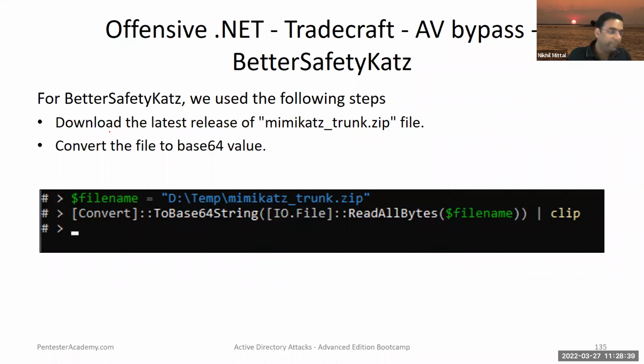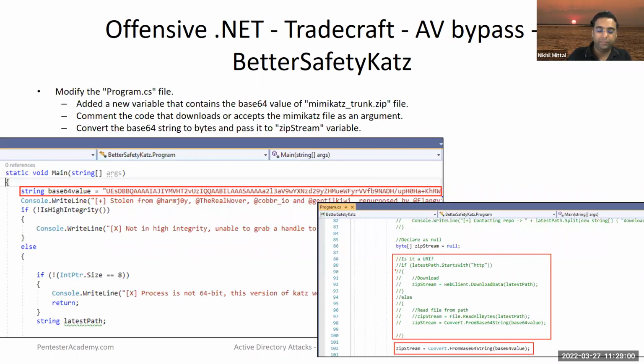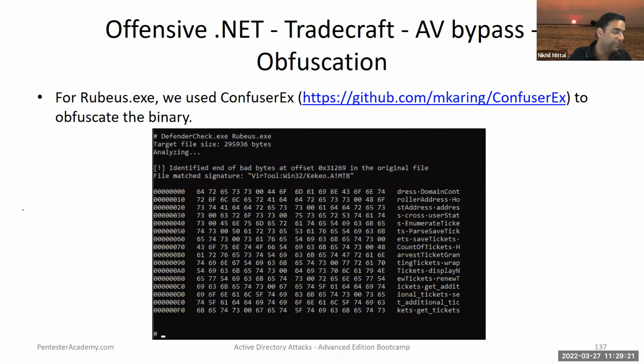For BetterSafetyKatz, what it does is it tries to download the latest version of Mimikatz from Benjamin's repository, from the Mimikatz repository. So what we did, we downloaded the latest release manually, converted it to a base64 value, and commented out this part of the code in BetterSafetyKatz that looked for a URL or a path. In place of that, we specified a zip stream there, and we provided that base64 encoded value here. And that's it. That would bypass Defender.